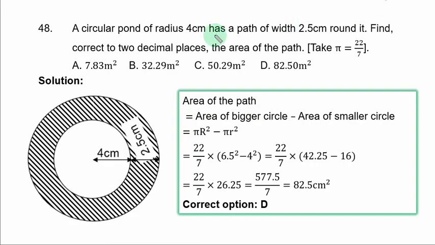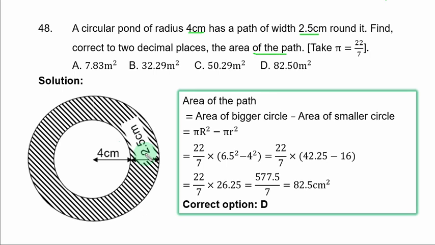Question 48. A circular pond of radius 4 cm has a path of width 2.5 cm round it. Find, correct to 2 decimal places, the area of the path. So you have the pond and the circular path, that is 2.5 cm. With that, we have 2 circles. The pond is circular, then the path is also circular.